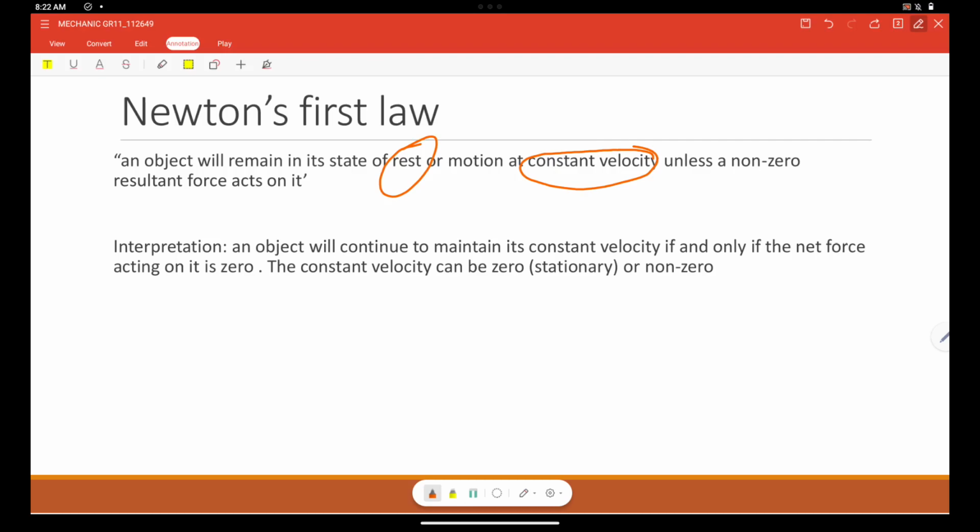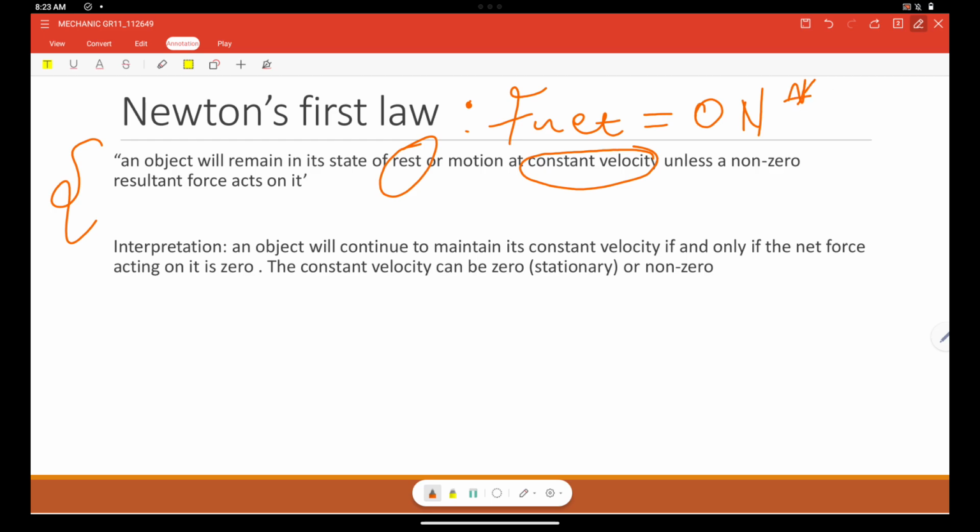So remember we spoke about objects which were at rest, or objects which were moving at constant velocity. We said that such objects were in a state of equilibrium. And we said if an object is in equilibrium, it means that the opposing forces acting on this object are balanced. And most importantly, we said that the net force acting on the object will be equal to 0 Newton. So this is Newton's first law of motion in words.